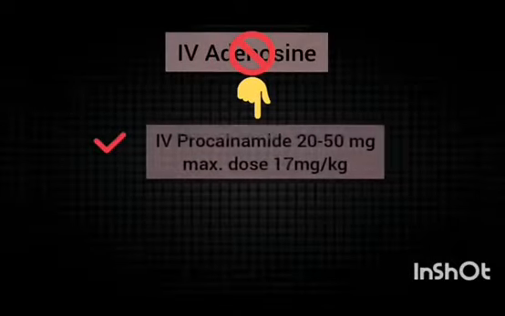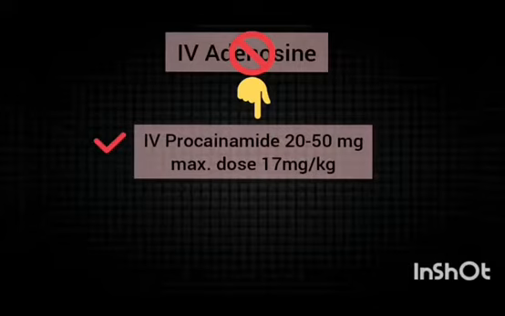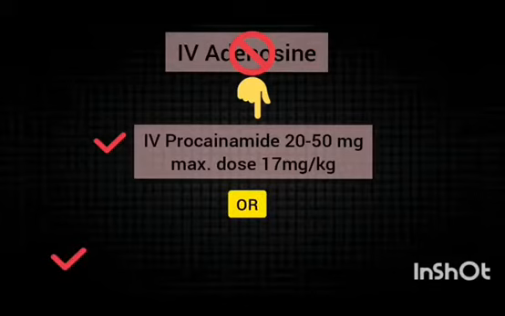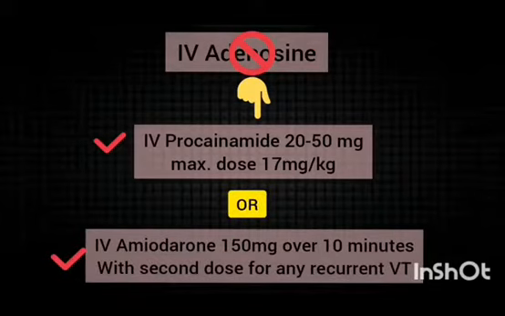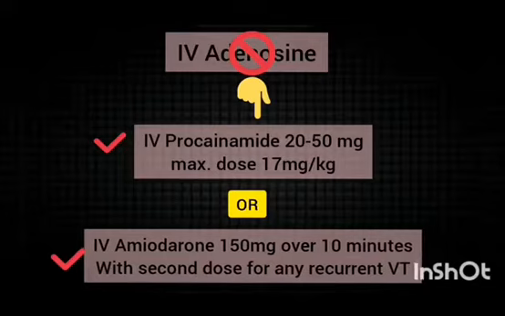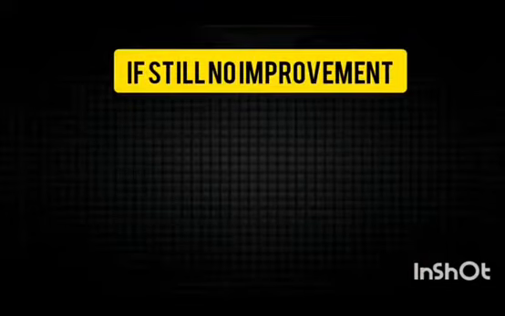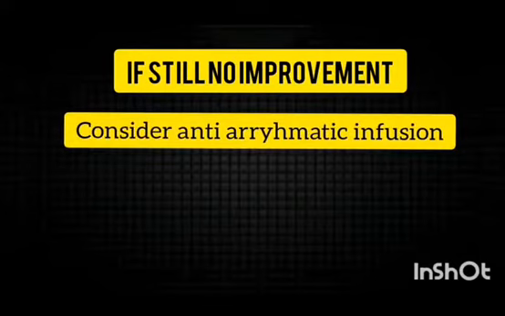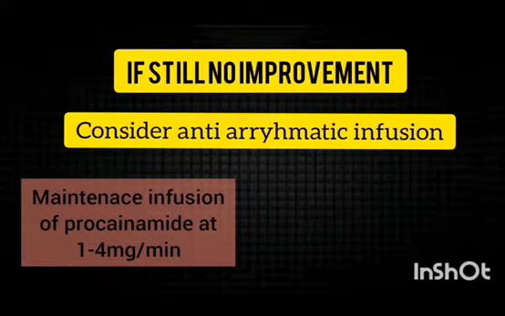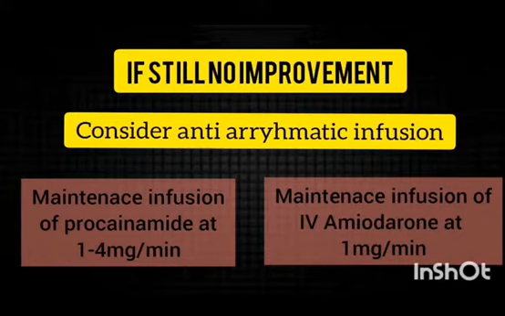Instead, intravenous procainamide 20 to 50 mg per minute, maximum dose of 17 mg per kg, or intravenous amiodarone 150 mg over 10 minutes is given, with a second dose that can be given for any recurrent ventricular tachycardia. If there is no improvement, we can consider giving an antiarrhythmic infusion depending on the drug we chose before, which is a maintenance infusion of procainamide at 1 to 4 mg per minute, or we can give an intravenous maintenance infusion of amiodarone at 1 mg per minute.